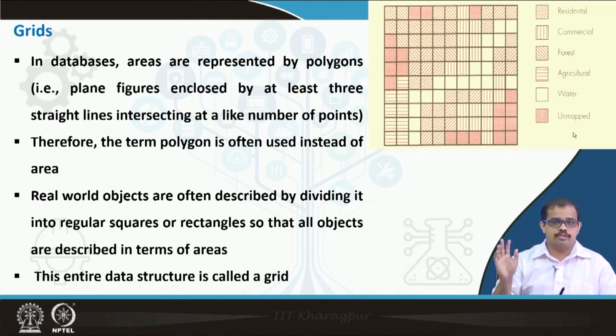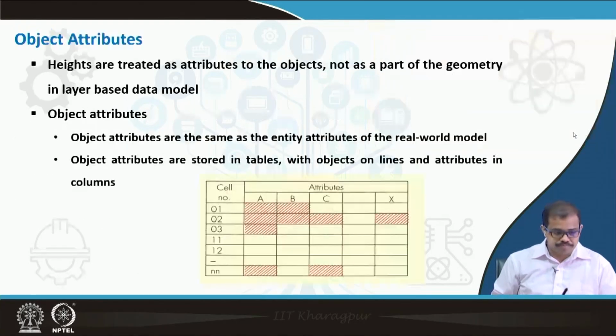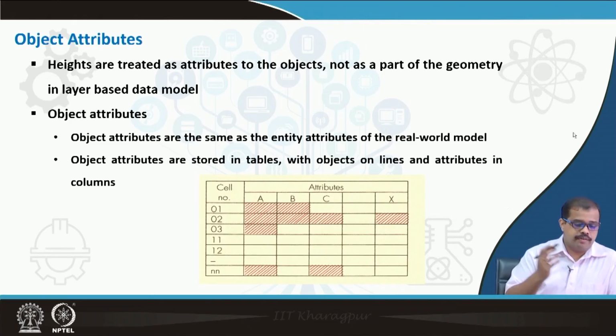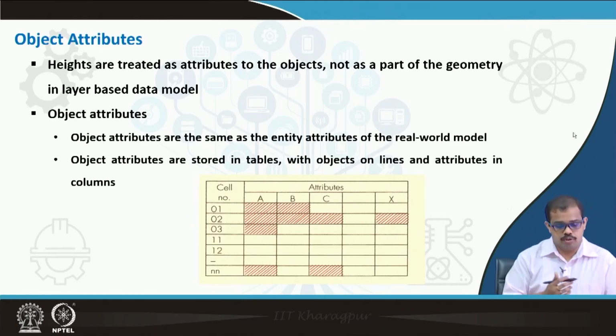So that is how it has to be represented. You cannot have your own way of representing every phenomenon on the earth's surface. So finally, when we have looked at grids, we have something called object attributes. Heights are treated as attributes to objects, not as a part of the geometry in the layer based model. For example, the previous example I was speaking about, the buildings.